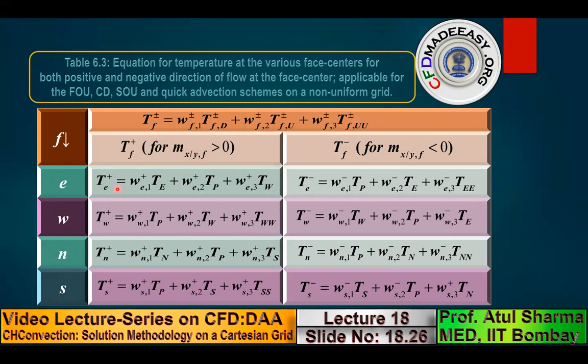Okay, so when you substitute the appropriate D, U, UU, you get the plus values and the minus values, and on each face the downstream, upstream, and upstream of upstream are different, as shown here.